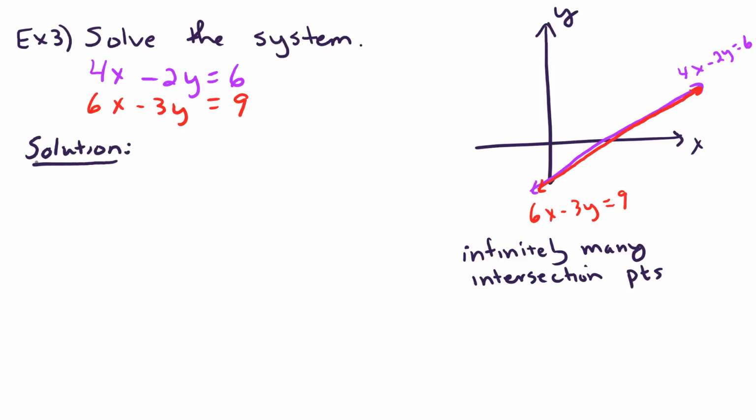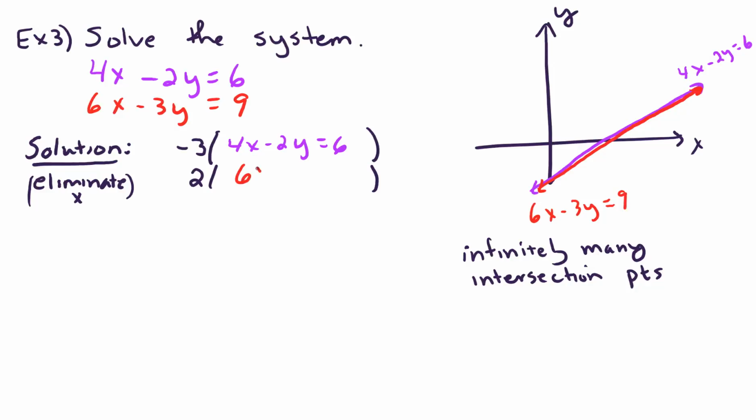In this case, I am going to try to eliminate a variable. So let's try to eliminate x. That's going to be our goal. For the first equation here, I'm going to multiply that by a negative 3. So let's do that. We'll go negative 3 times our first equation, which was 4x minus 2y equals 6. And for the second equation, let's multiply that one by a 2. And the reason for doing that is that this will allow us to cancel out our x's.